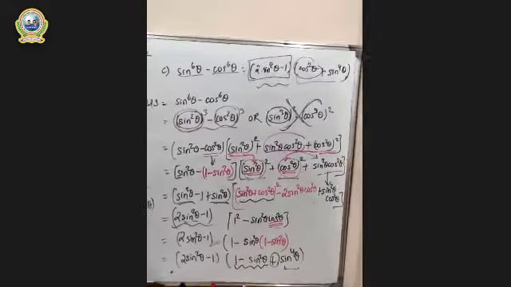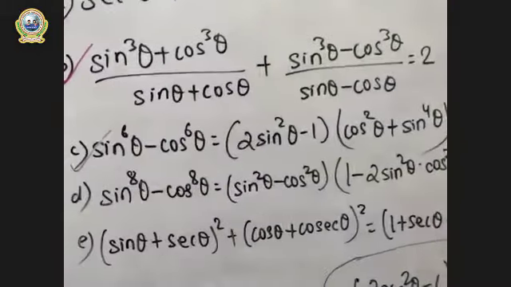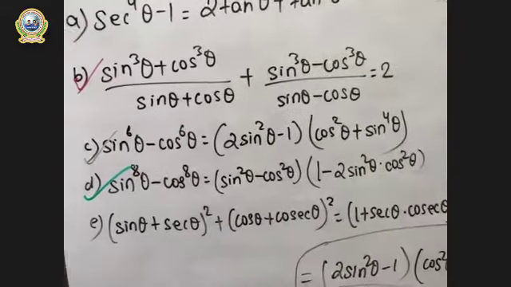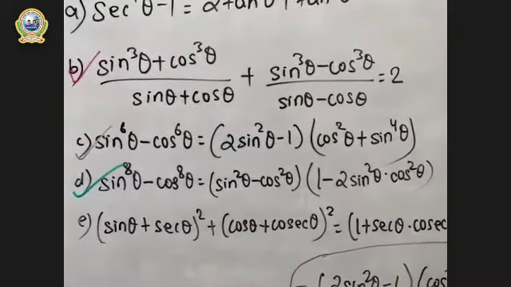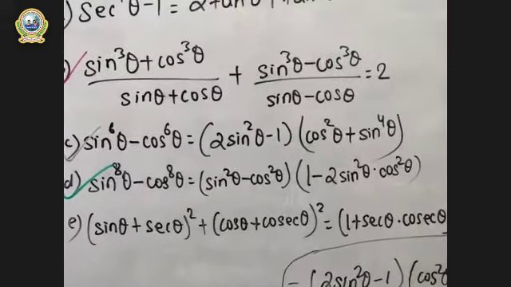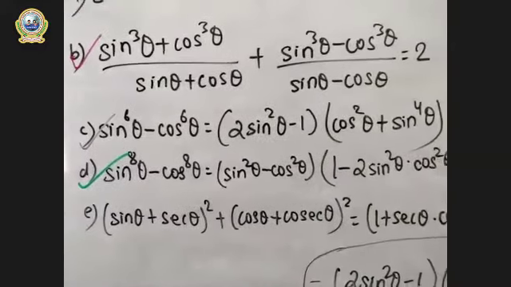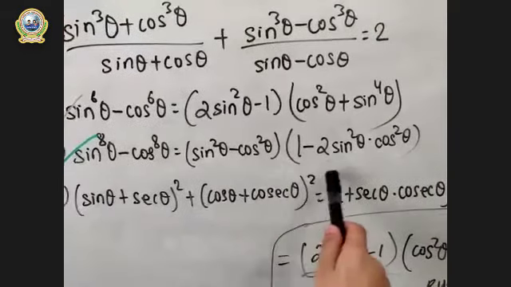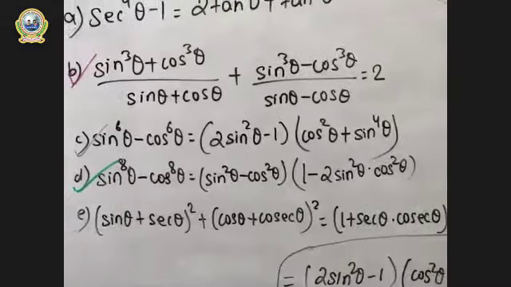You are clear, right? So I want you to copy our fourth question. And fourth question goes like this. Copy this part. Question D: sin 8 minus cos 8 gives sin square minus cos square times 1 minus 2 sin square cos square. This is our question. Have you copied the question? You have copied it, right?